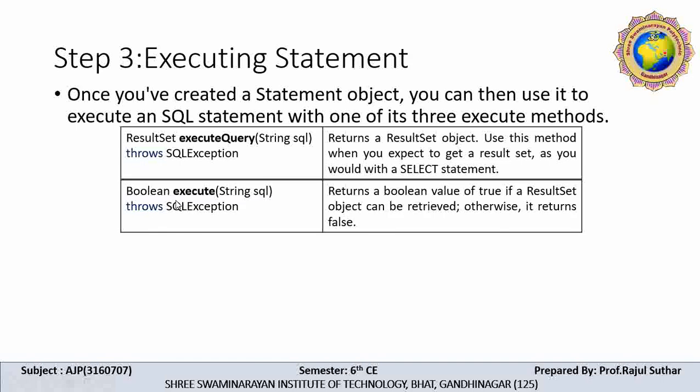The second method is boolean execute(String sql) throws SQLException. This is a boolean method that returns a boolean value of true if a ResultSet object can be retrieved; otherwise it returns the false value.